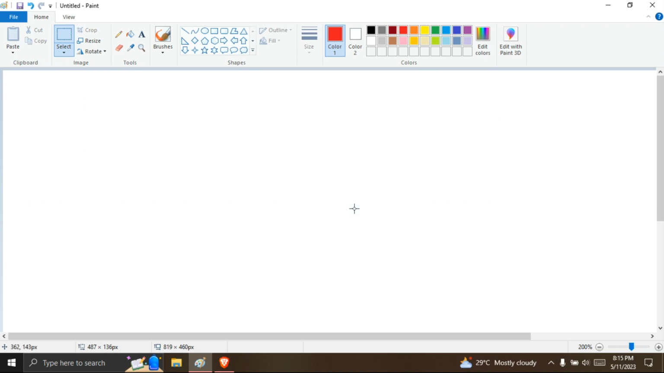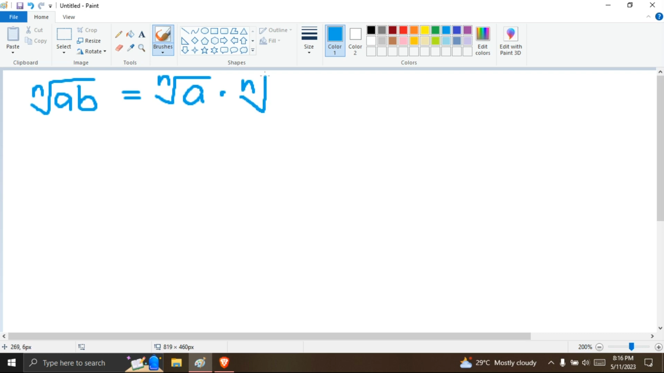So how about this one? Now we move on to the second law on radicals. Okay? It is in the form of the nth root of AB, so that equals the nth root of A times the nth root of B.